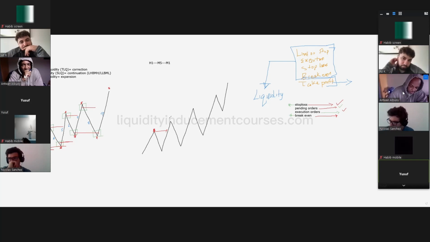Now, here again, transactional liquidity taken, we expect a correction. Transactional liquidity taken, we expect what? A correction.